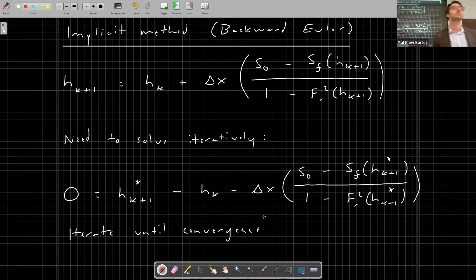Yes? Sorry, what is the star indicate? It indicates that this is our trial solution. So it will converge to the actual solution. So this is our trial solution. And yeah, at convergence, this term here will equal this term.